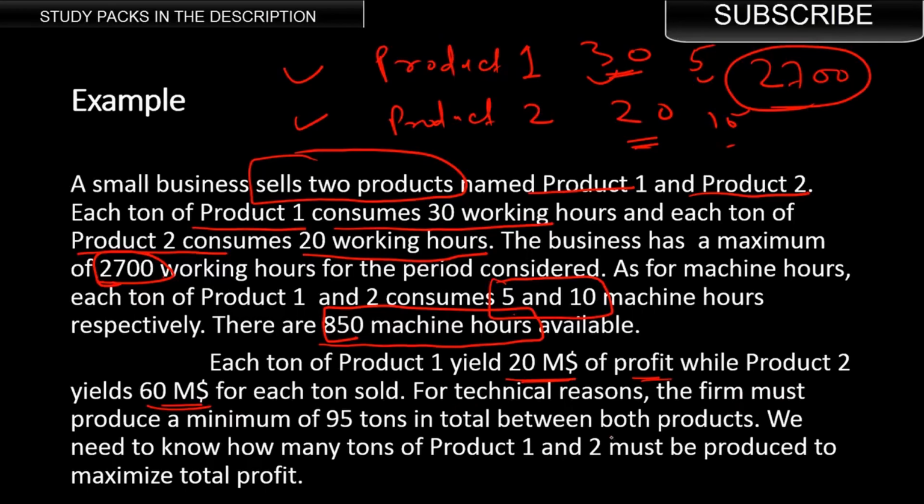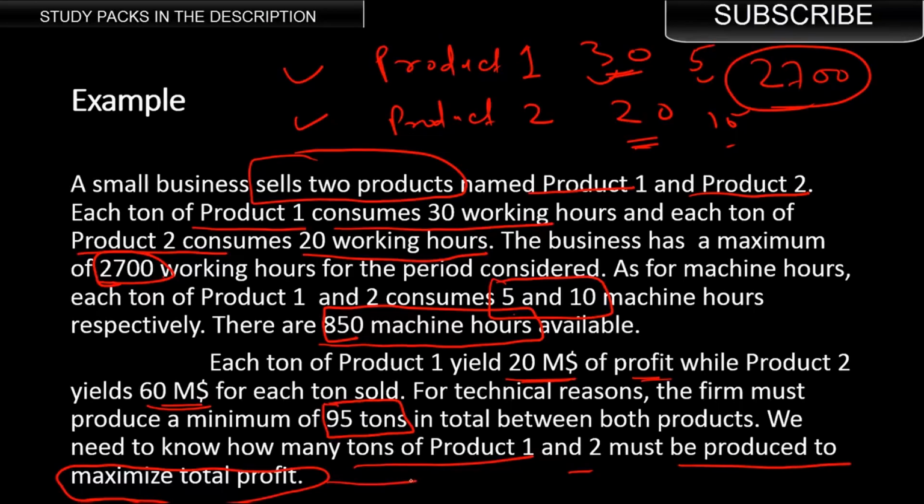For technical reasons, the firm must produce a minimum of 95 tons. So that's another constraint. So the minimum number of product 1 plus product 2 should ideally be 95 or more. So that's one requirement from the business side. So this is a target to be met at any cost. We need to know how many tons of product 1 and product 2 must be produced to maximize total profit. So here is our main agenda.